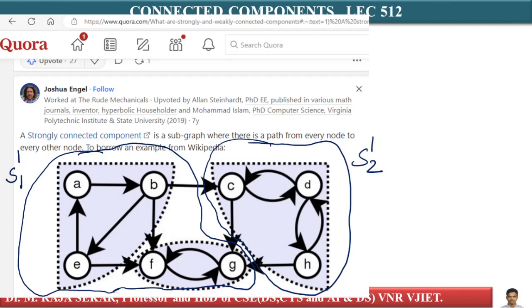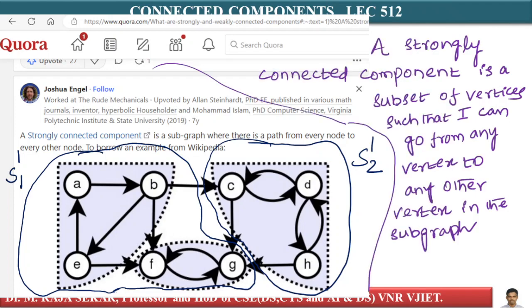So what is a strongly connected component? A strongly connected component is a subset of vertices such that I can go from any vertex to any other vertex in the subgraph, isn't it? If I cannot do it, then it is not strongly connected. That's what a strongly connected component means.